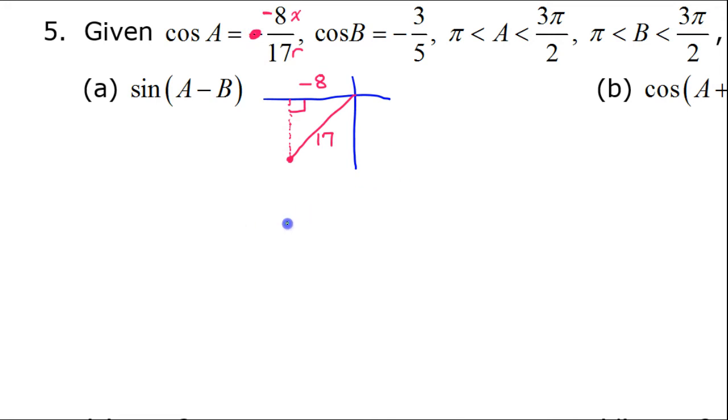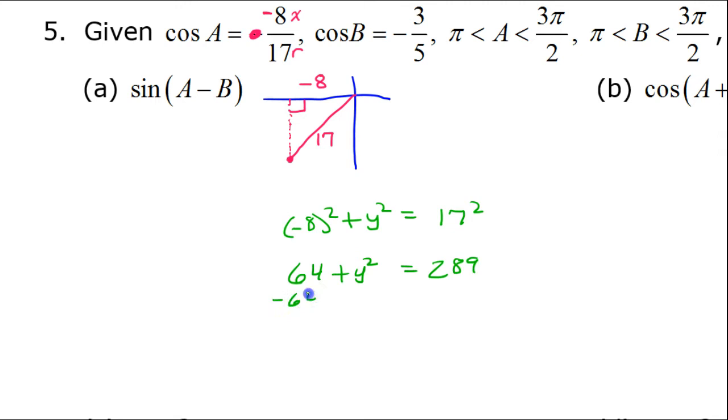So x squared plus y squared is equal to the hypotenuse squared. So that'll be 64 plus y squared is equal to 289. Subtracting 64 from both sides, y squared is 225. Therefore y is equal to positive or negative 15, but as I said, because this is down, it has to be negative 15.